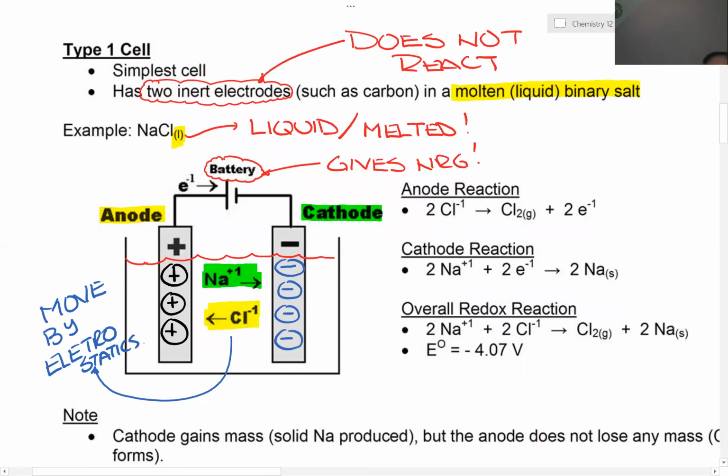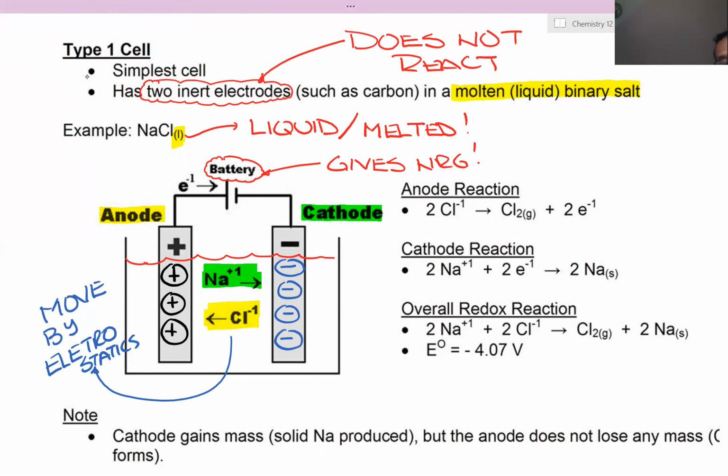What do I mean by electrostatics? It means opposites attract, like repels. So in this case, the sodium plus 1 is attracted to all the negatives, and the chlorine minus 1 is attracted to all the positives. Okay? Now, because the sodium is attracted to the negative, it has to undergo reduction.